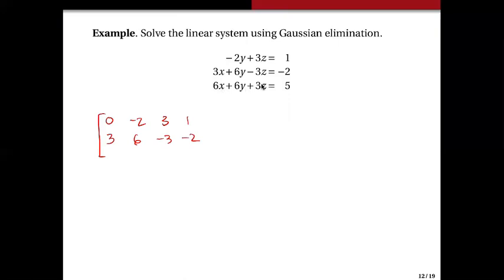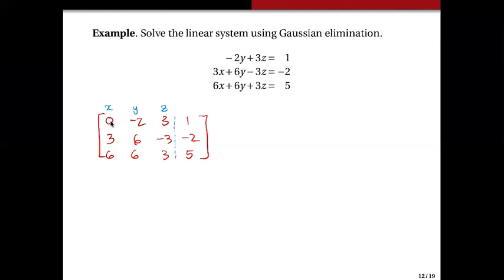And then here we have 6, 6, 3, 5. So keep in mind, this is your x, this is your y, and this is your z columns. This guy here, that's your right-hand side. I think I mentioned that sometimes I write this division, I mean divider. So this is the matrix of coefficients. This is the right-hand side or the column of constants. Okay? So, let's do Gaussian elimination now.